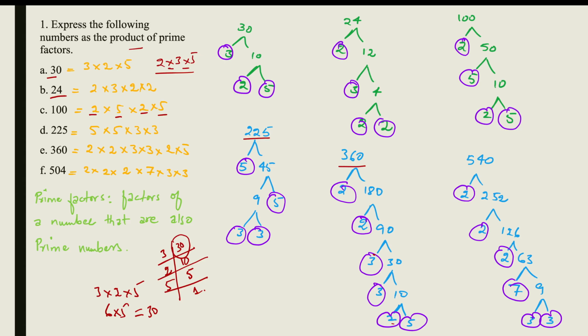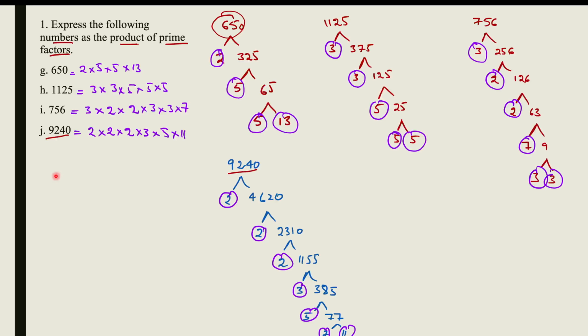Every composite whole number can be broken down and written as the product of its prime factors, and that's exactly what this question asks us: to express the following numbers as the product of prime factors. So we are given 30, 24, 100, 225, 360, 504, 650, 1125, 756, 92, 40.